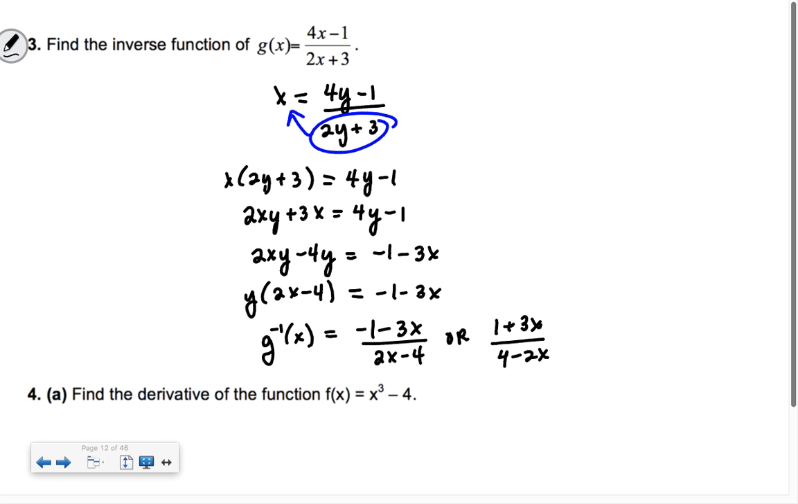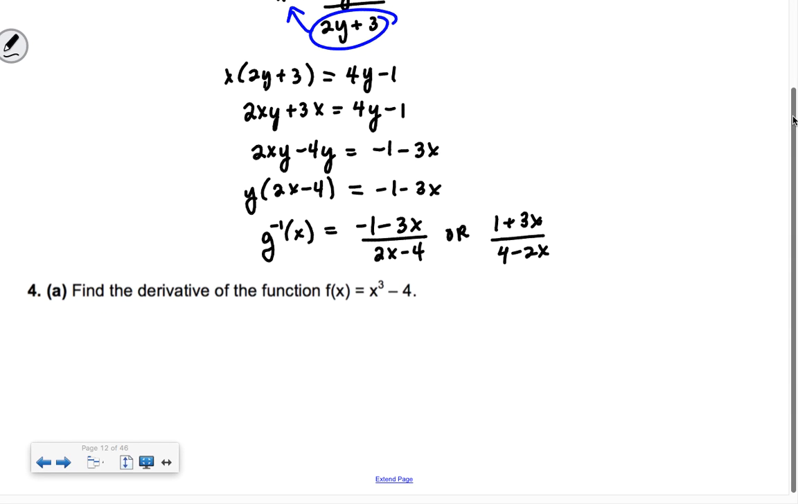All right, so let's talk about finding the derivatives of inverses. For 4a, it says find the derivative of the function f of x equals x cubed minus 4. We just did one similar to that. Well, we found the inverse already, but let's go ahead and find the derivative. So f prime of x is going to be 3x squared, just that.